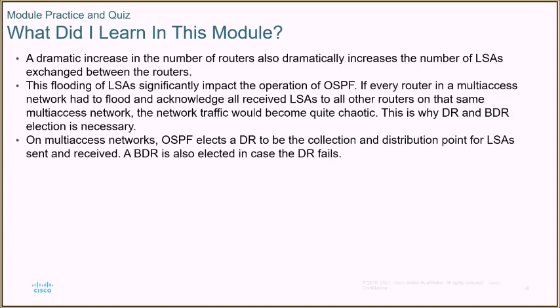This is why DR and BDR election is necessary. So on multi-access networks, OSPF elects a DR to be the collection and distribution point for LSAs sent and received. The BDR is also elected in case the DR fails.